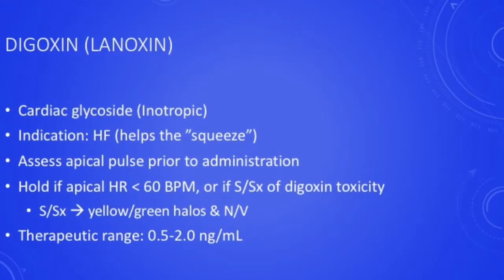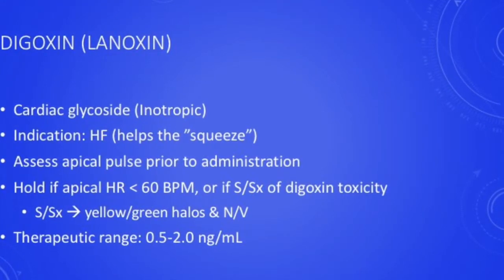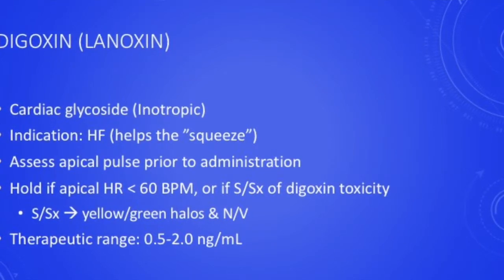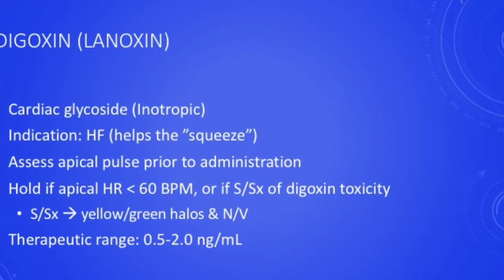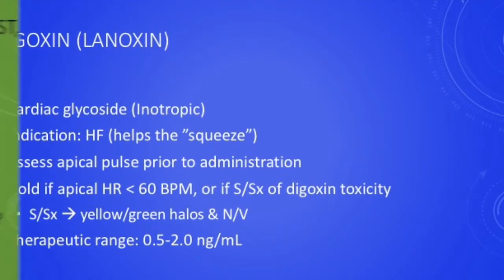So if the patient's reporting visual changes and seeing the yellow-green halos, definitely hold the medication. Or if they're having the nausea and vomiting in combination as well. Now the therapeutic range is going to be 0.5 to 2.0 nanograms per mL.